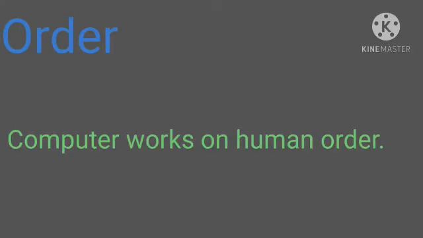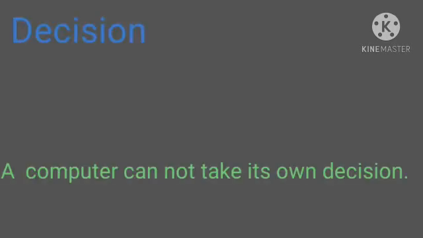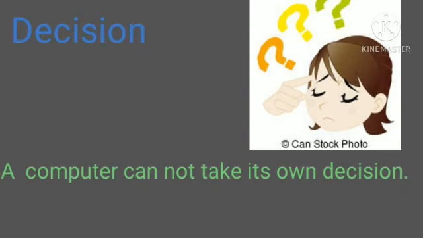Next is order. A computer works on human's order. A human being does not need any order to work. Next is decision. A computer cannot take its own decision. A human being can take his own decision.